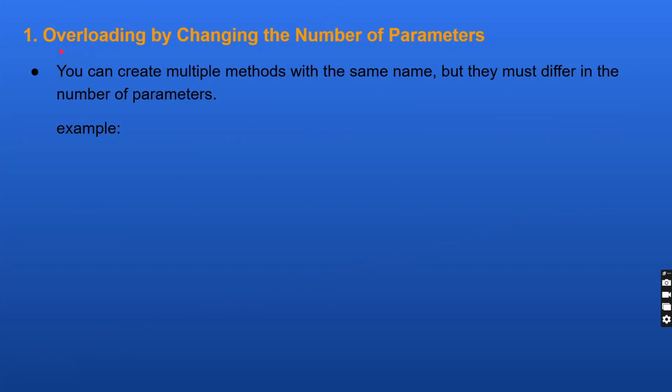The first one is overloading by changing the number of parameters. You can create multiple methods with the same name, but they must differ in the number of parameters. Let's see that in an example.